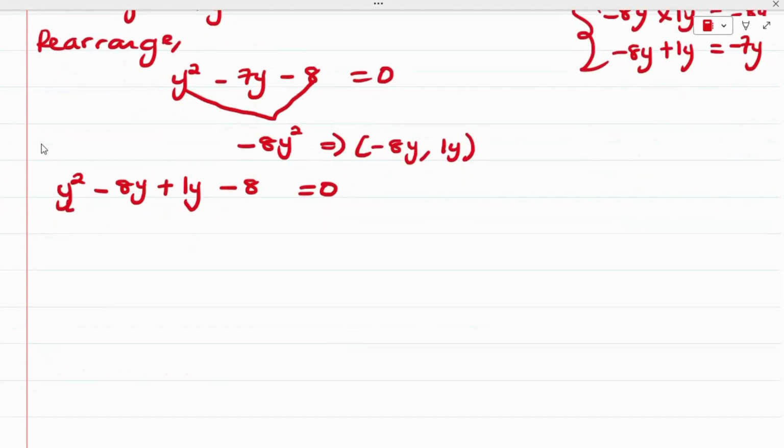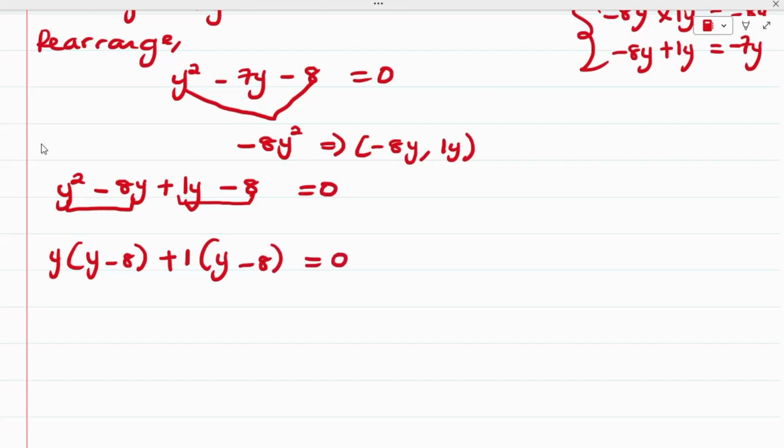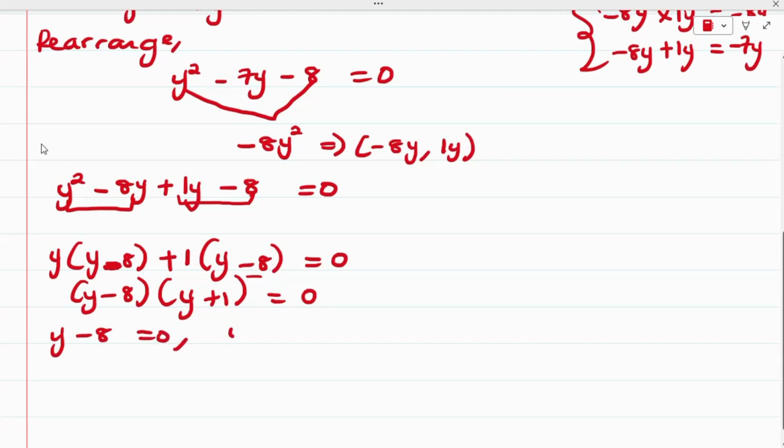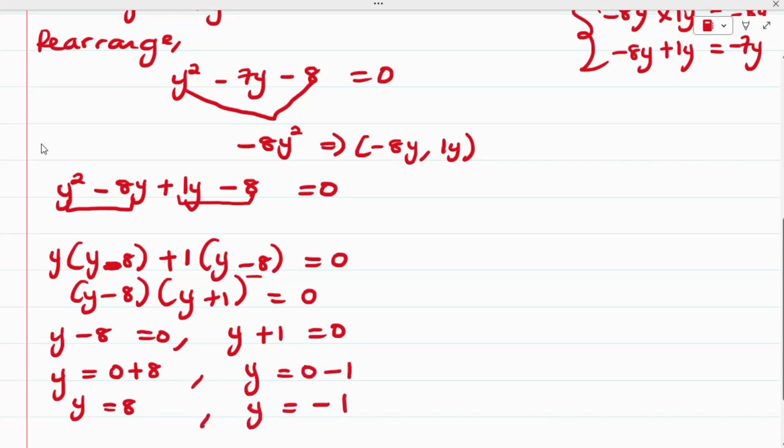So let's simply factor out the first two terms. If you factor out y we have y minus 8 left. Then for this we have plus 1 common, and we have y minus 8 left, and this is equal to 0. So y minus 8 is common, and we have y minus 8 multiplied by y plus 1, and this is equal to 0. So we have y minus 8 equals 0 and y plus 1 equals 0. So y is equal to 0 plus 8, and y is equal to 8. For this part we have y is equal to 0 minus 1, and y is equal to minus 1. So we have the two values for y right there.